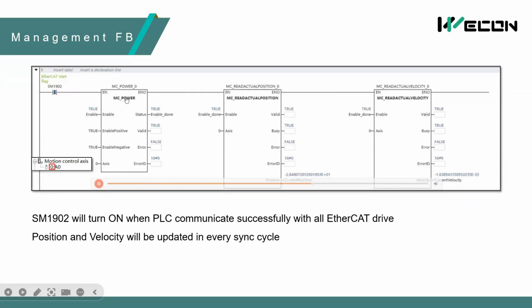And in MC power, you can see these two inputs, enable positive and enable negative. Usually we set these two inputs to true. If you find your driver can only rotate in one direction or can't rotate, maybe you didn't set these two inputs on.